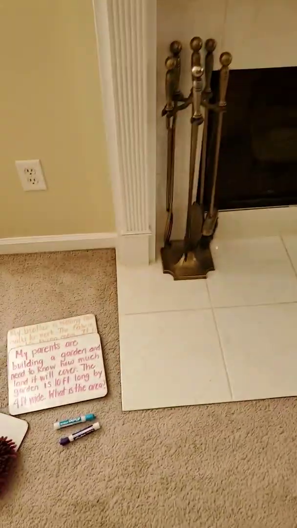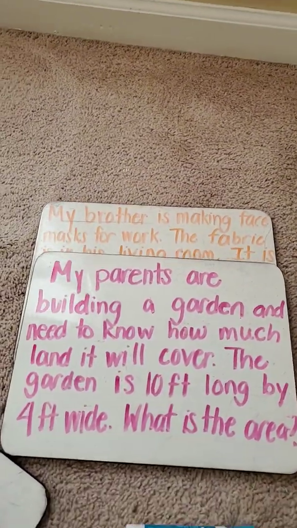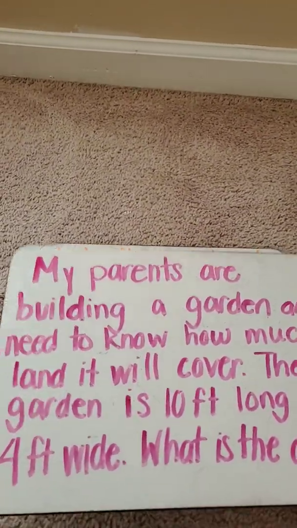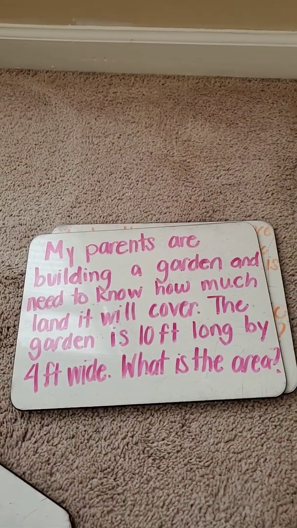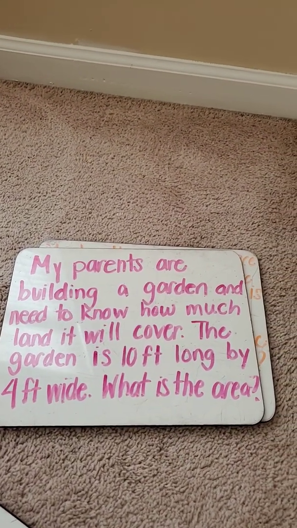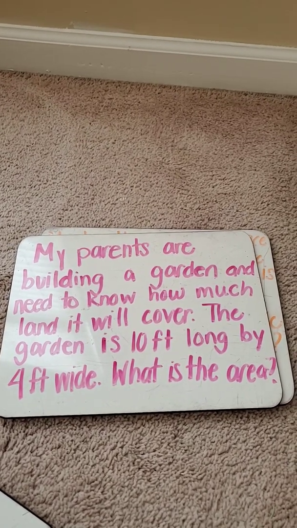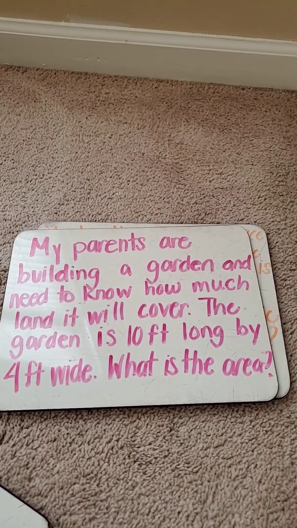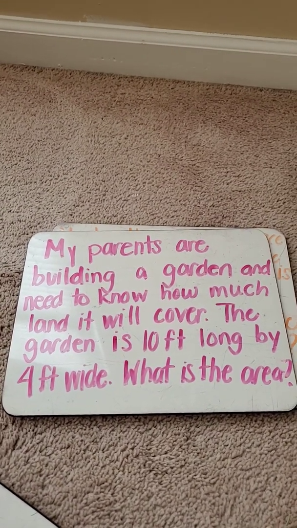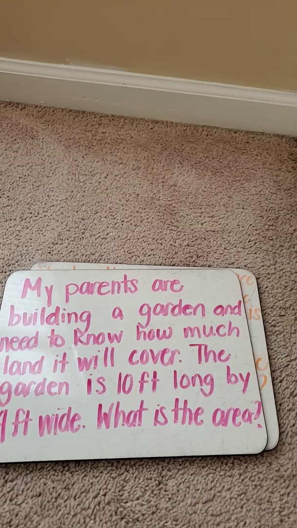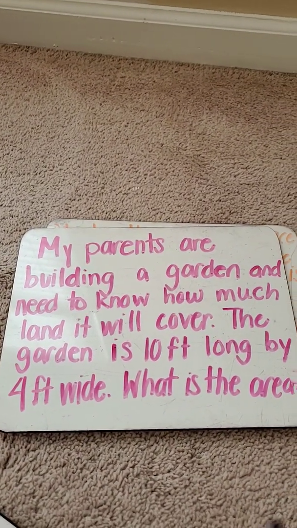Now I have a couple other examples here that I want you to help me with. The first one says, my parents are building a garden and need to know how much land it will cover. The garden is 10 feet long by 10 feet wide. What is the area? Well, let's get out our marker and remember our cube strategy. We always read it a second time for good measure.